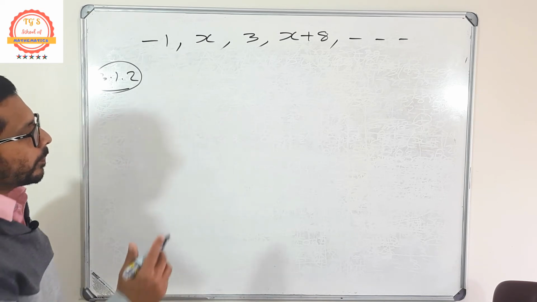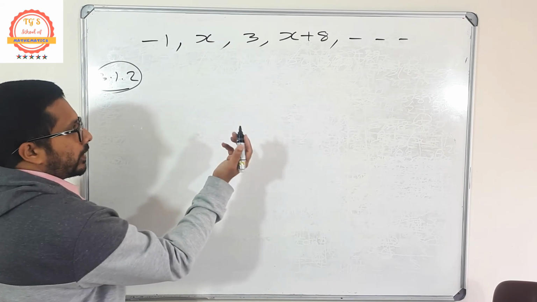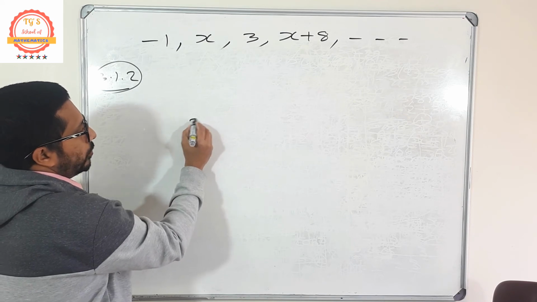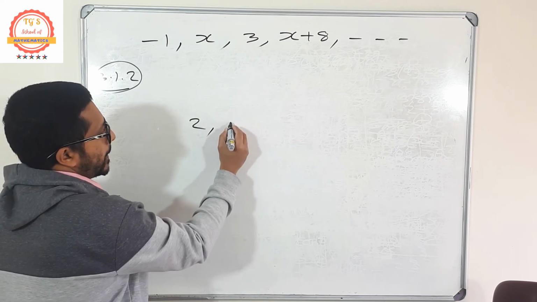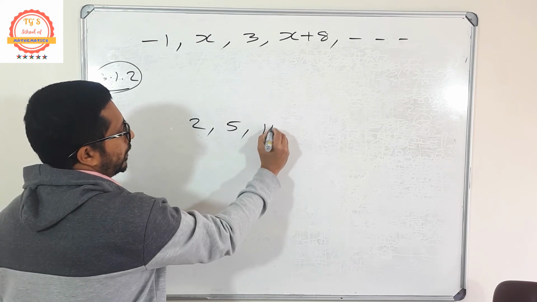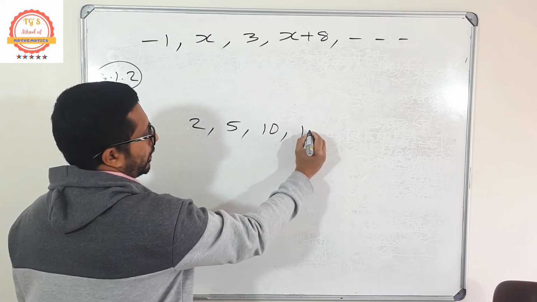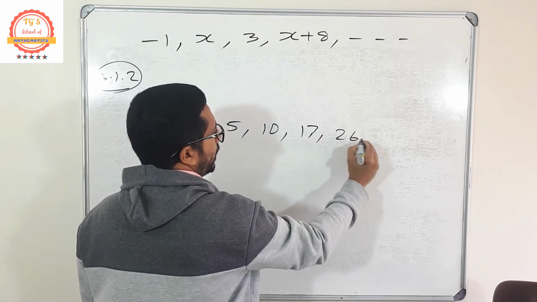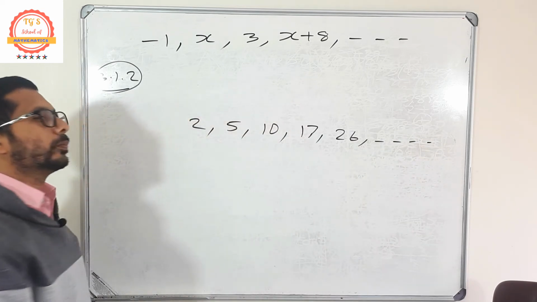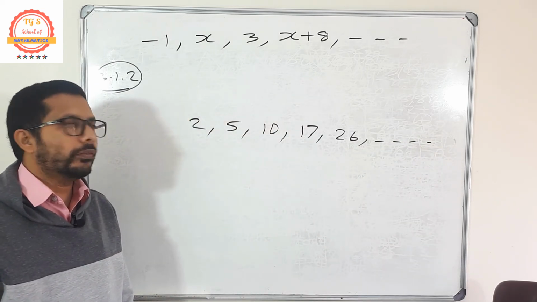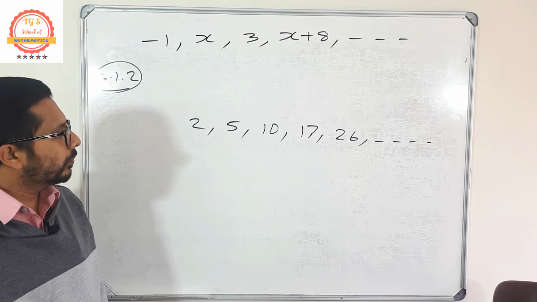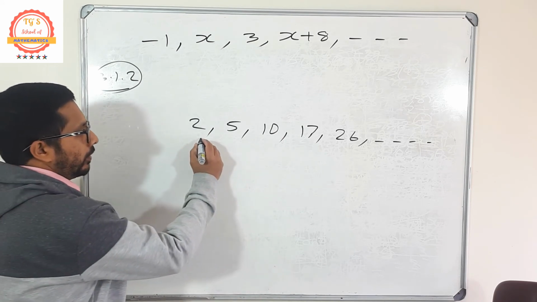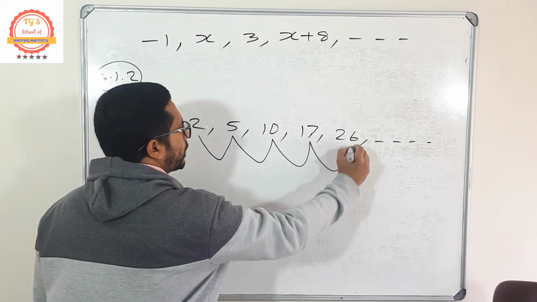I'm going to write a quadratic sequence just for an example, not our question. This is another example. So let's say 2, 5, 10, 17, 26, etc. So what type of sequence is this? This is a quadratic sequence. How do you know that? Try to find the first difference. What is the first difference?